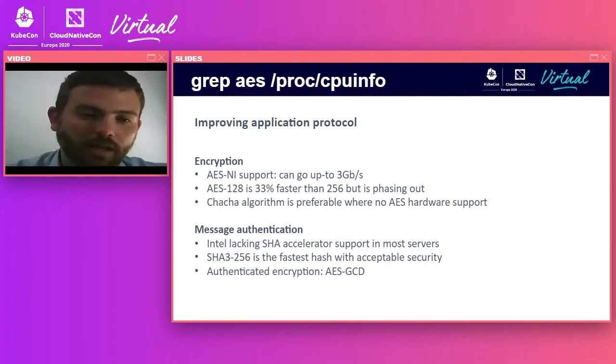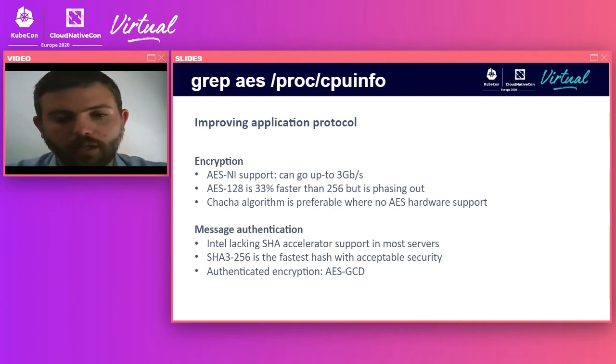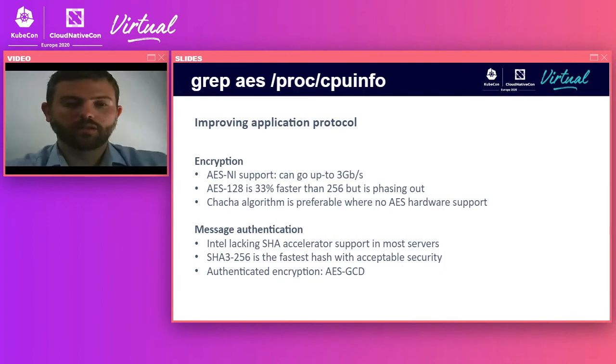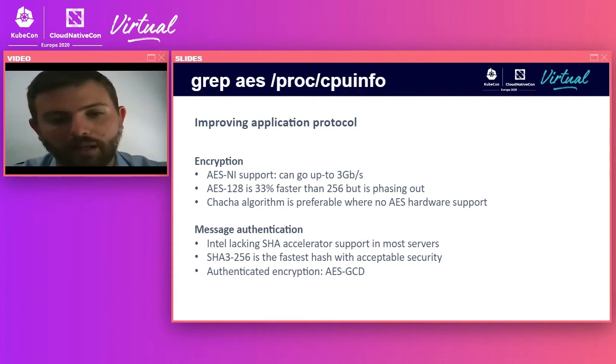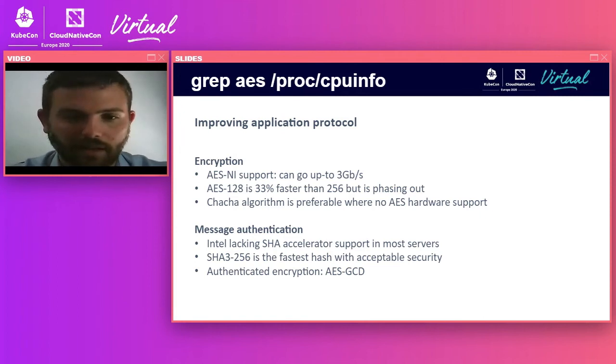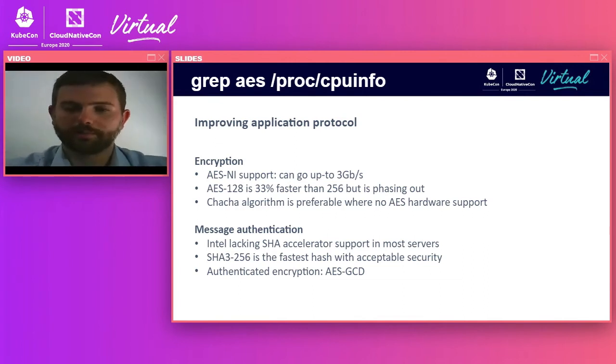For message authentication, we suggest looking into authenticated encryption, which are mostly AES-GCM-like protocols, where you don't need to go two times over the same message, and they give way better output in the application protocol compared to SHAs and other message authentication protocols. So I suggest you look into AES-GCM from this part.